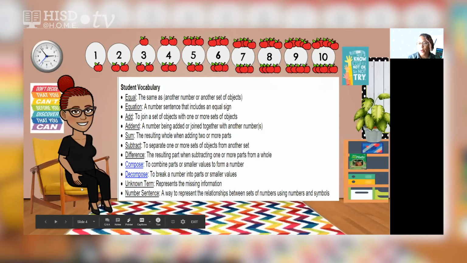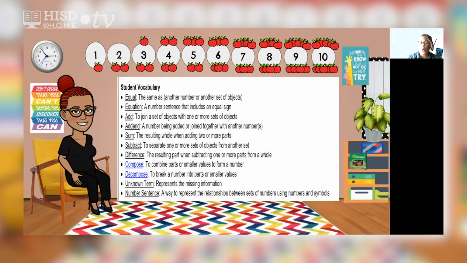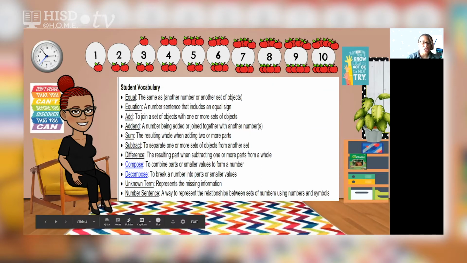Some of the vocabulary words that you will hear for today's lesson are equal, equation, add, addend, sum, subtract, difference, compose, decompose, unknown term, and number sentence. And these definitions, boys and girls, were taken from the HISD curriculum guide.